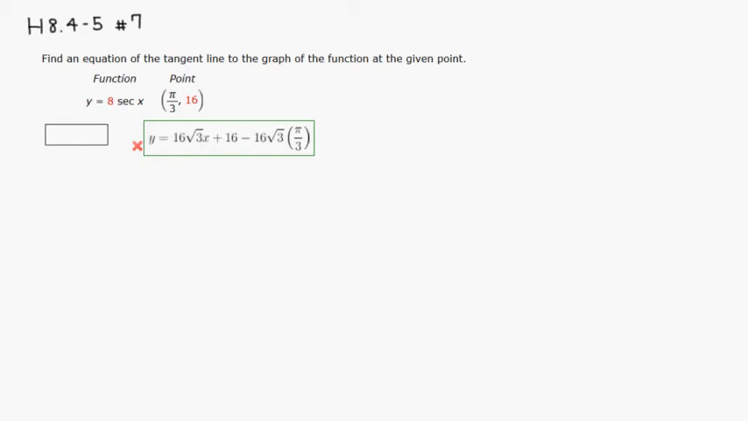Okay, let's look at homework 8.4, 8.5, problem number 7. We want to find an equation of the tangent line to the graph of this function here. So we need a couple of things. First, we need to find a point. In this case it's given, so we don't have to do anything. I'm going to call it x1 comma y1 is equal to pi over 3 comma 16.